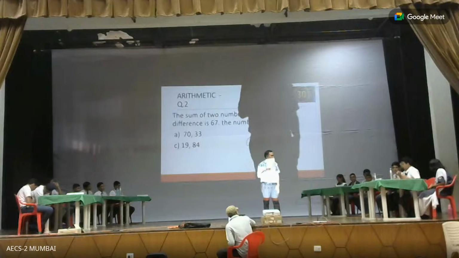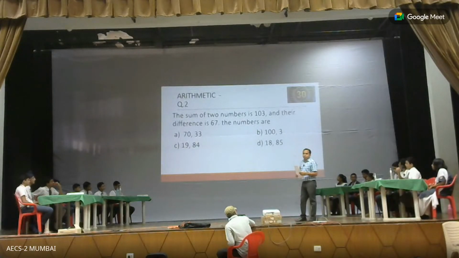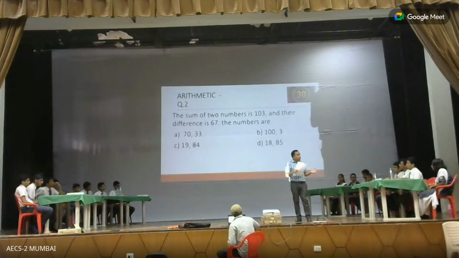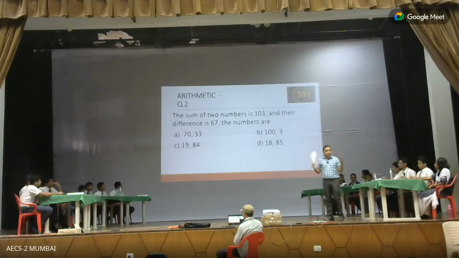We took two numbers A and B and made the equations A plus B equal to 103 and A minus B equal to 67. Added them and we got the value. But I must appreciate that you are very quick in solving these two equations, and within seconds you have got the answer. So clap, huge claps for them.